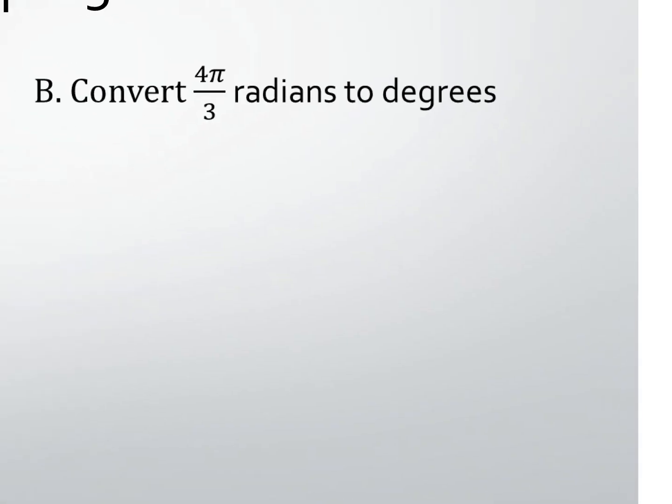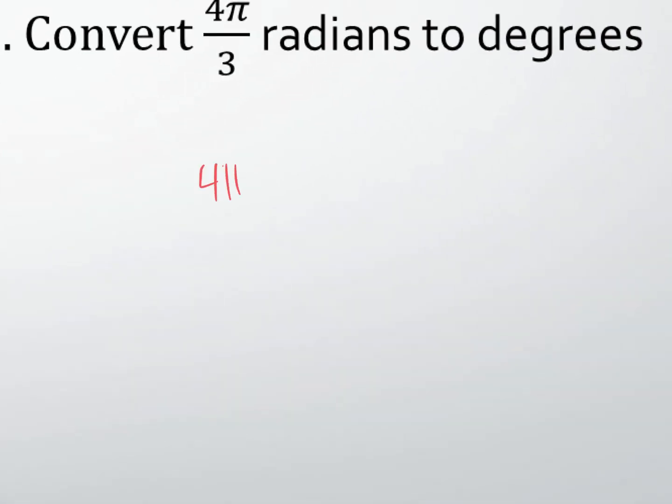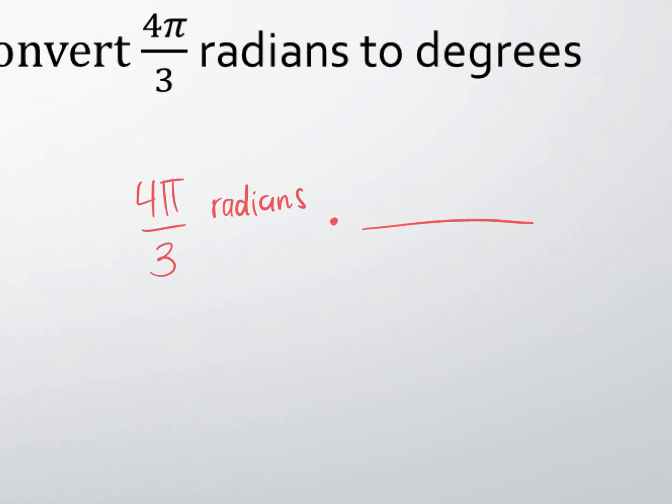In example B, we're converting from radians to degrees. So check this out. I'm going to write 4 pi over 3. I'm going to put the words radians in the numerator. I want to multiply by a ratio. What units needs to go in the denominator? Radians. What units needs to go in the numerator? Degrees, okay? Do you guys see how this works?